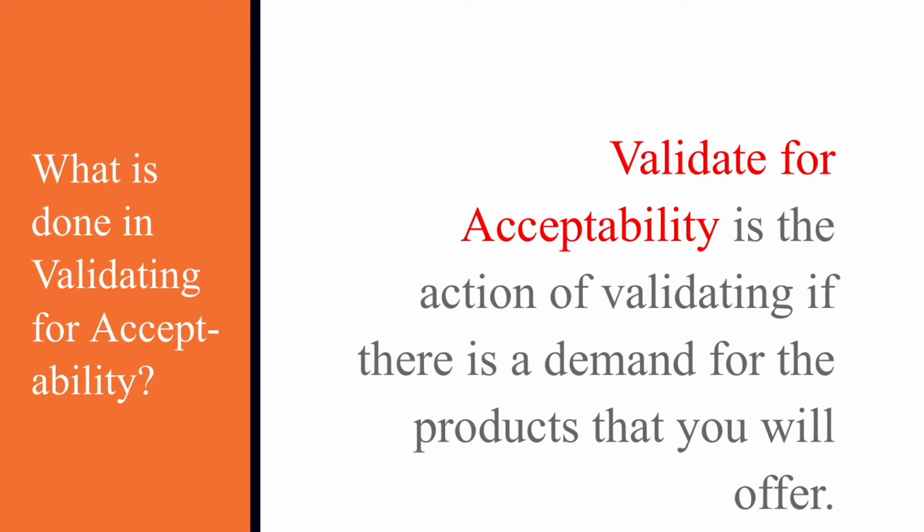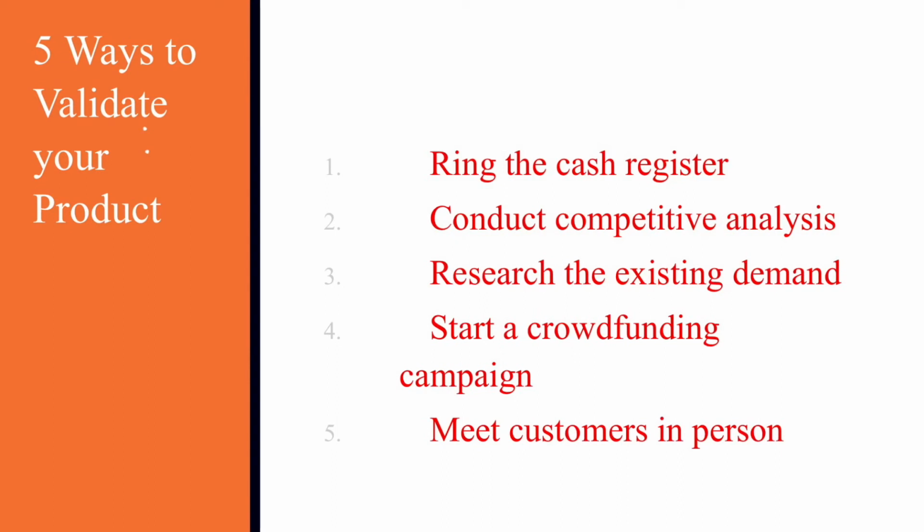Number 6 is validate for acceptability. What is done in validating for acceptability? Validate for acceptability is the action of validating if there is a demand for the products that you will offer. Here are 5 ways to validate your product ideas. Number 1, ring the cash register. The best way to validate your product is to prioritize the making of initial sales. It is important that the customers could visualize the value in your product and exchange it for money.